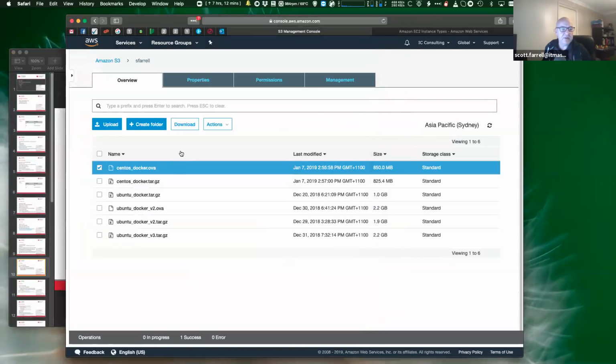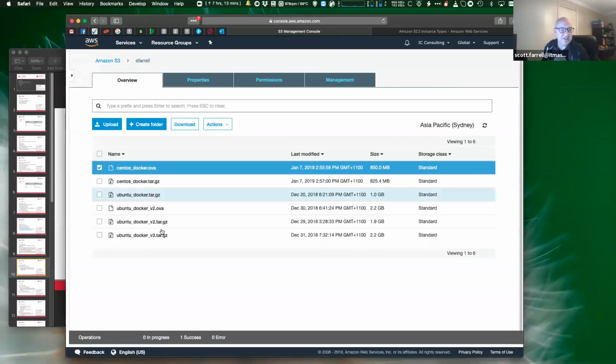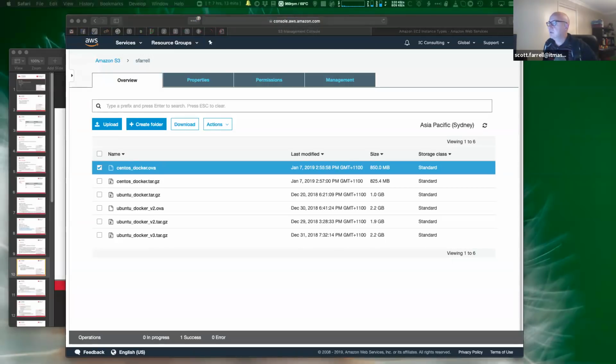We're just going to have a look at this bucket of mine called sfarrel. Bucket names need to be globally unique, so I'm the only one with this bucket name. Had it for a while. This is files from a different class. But what we're going to do is upload some more files. Let's see. Just going to move this over here.